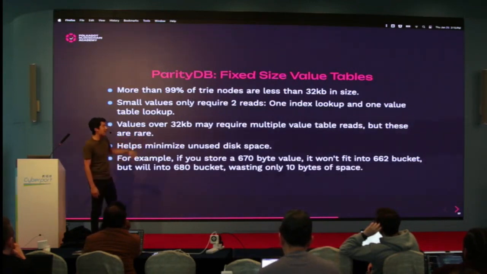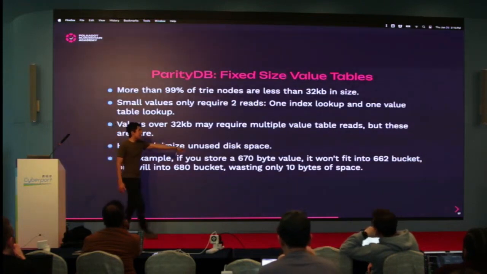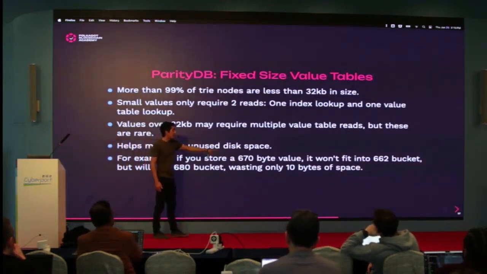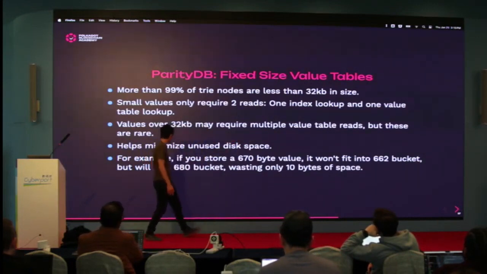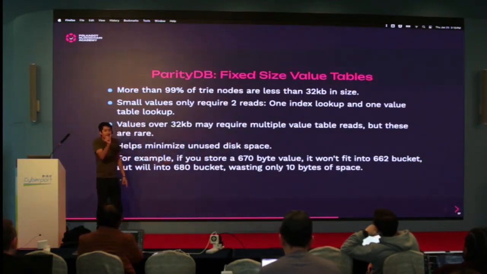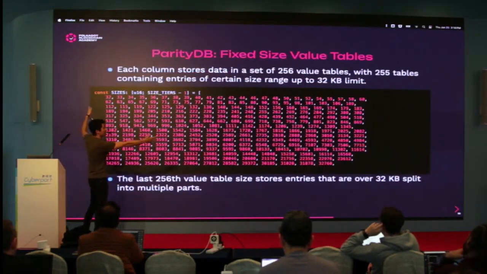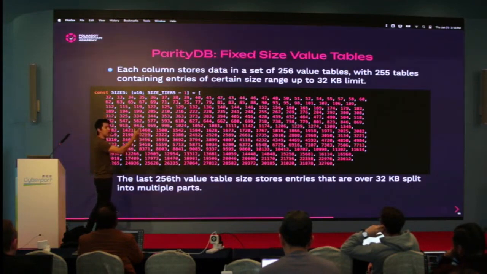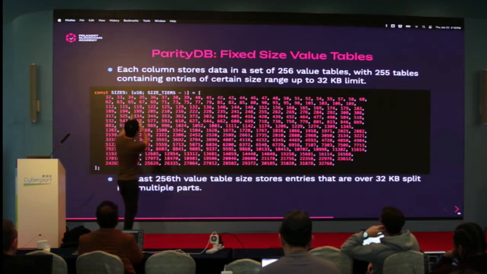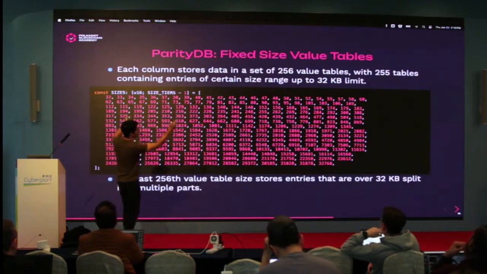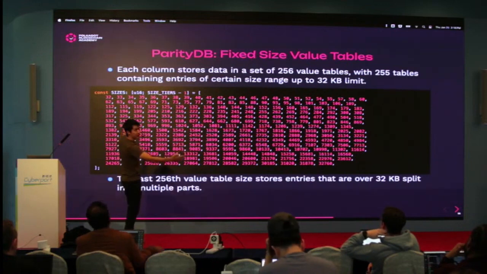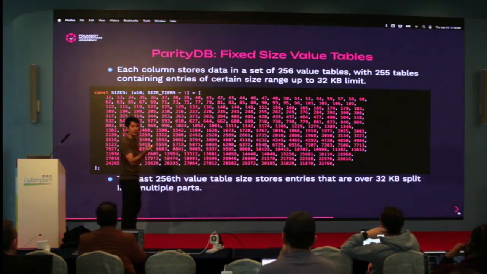This also helps minimize unused disk space. For example, if you store a 670 byte value, it won't fit into the 662 bucket, but it will fit into the 680 bucket. And so you're only wasting 10 bytes of space. So the uniformity of this table is meant to optimize so that you're not wasting so many bytes per section. You might notice that the table starts very small in the increment, but then starts growing bigger and bigger and faster, right? Because the relative amount of wasted space is still small, right?